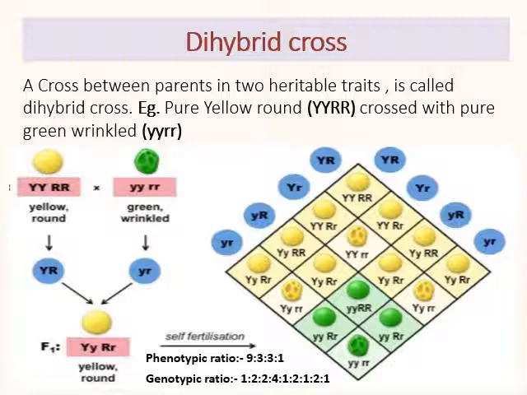See here, the gametes obtained are always pure. Capital Y, capital R and small y, small r are obtained from yellow round and green wrinkle seeds respectively. From yellow round, gametes obtained are capital Y, capital R, and from green wrinkle seeds, gametes obtained are small y, small r.